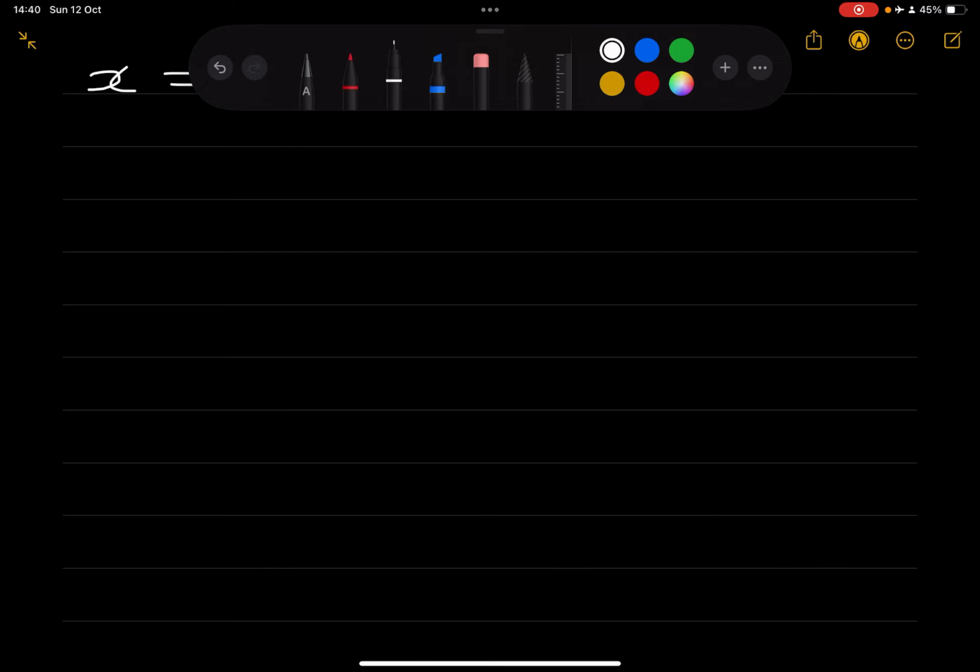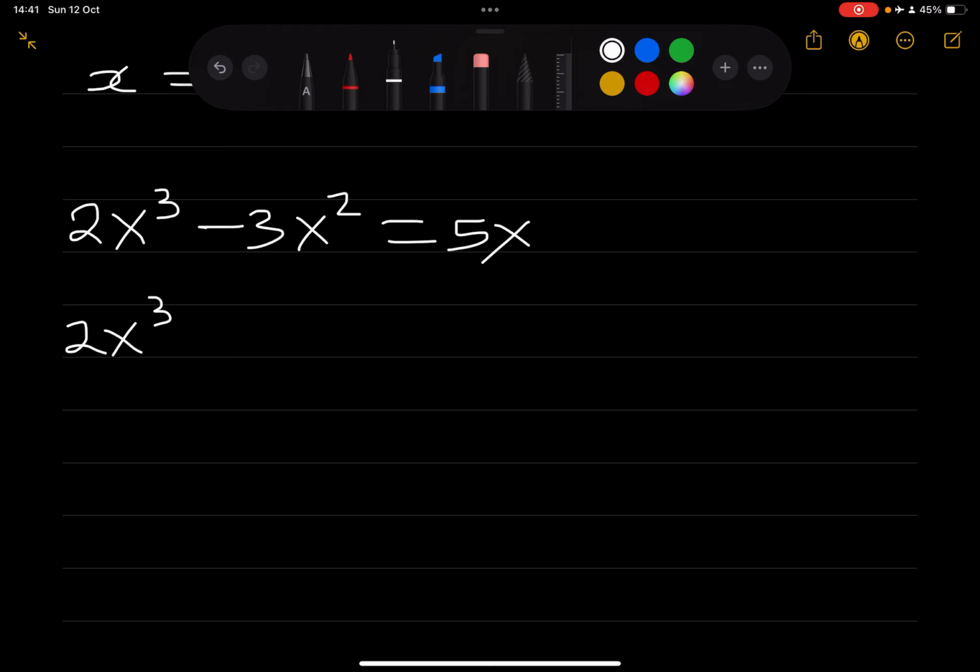On the next question, we have 2x cubed minus 3x squared equals 5x. We need to bring all the terms to one side, so the positive 5x will become minus 5x on the left. And then we can see that between all these three terms, there's a common factor of x. So we need to factor out the common x.